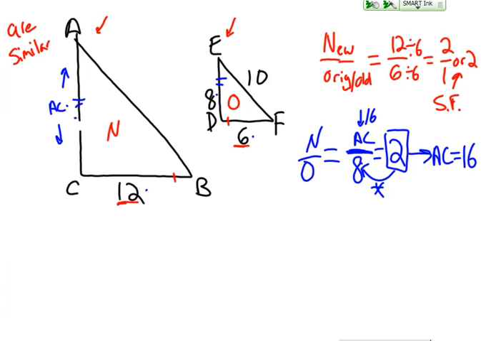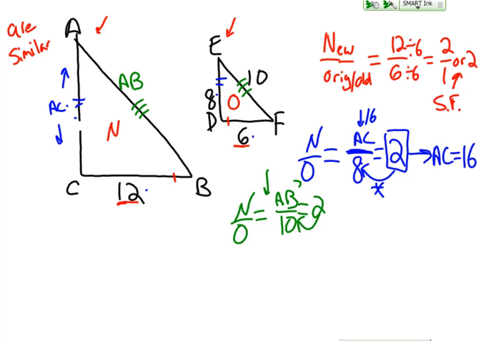And then to find side AB over here, we're going to do the same thing, but AB corresponds to EF. So we have new over the original, which is AB over 10, and that is equal to, we already know, 2. I'm running out of time, so I've got to go kind of quick. Remember, this is division, reading down, so we've got to work backwards. 2 times 10 is 20, so AB is equal to 20.